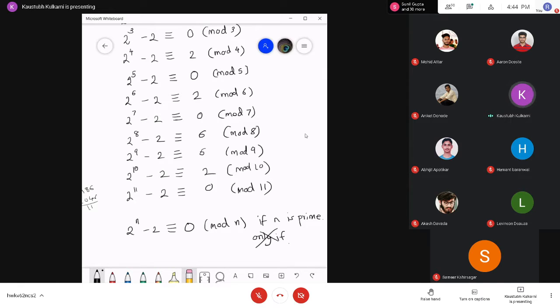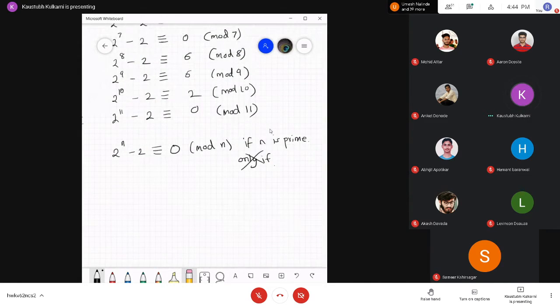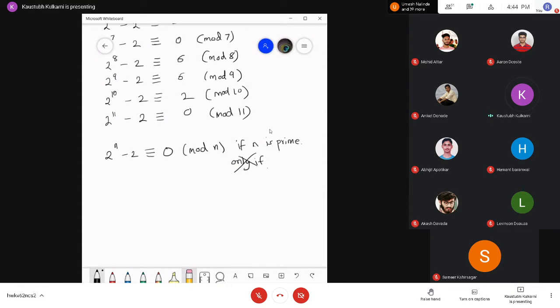If n is prime, then 2 raised to n minus 2 must be congruent to 0. Remainder will be 0. But there may be some other numbers n as well, such that this holds. Okay? But if n is prime, then it has to hold. So if is there, but only if is not there. Necessary condition is there, but sufficient condition is not there. That is necessary but not sufficient condition.